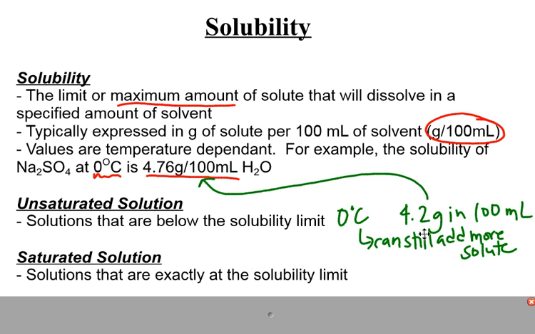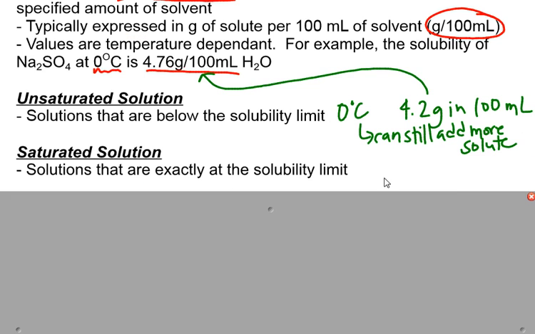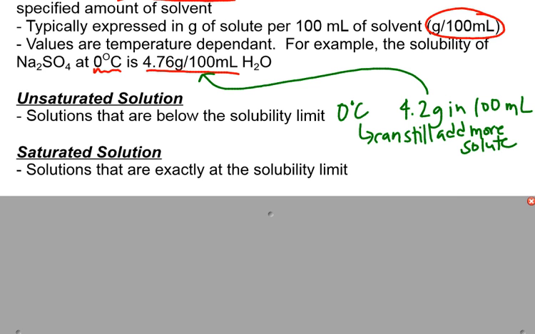All right. A saturated solution, on the other hand, is a solution that is exactly at the solubility limit, okay? So the example that I could give you for that is, again, if I have my sodium sulfate, if I had exactly 4.76 grams in 100 mils of water, that would be a saturated solution. If I add any more, it won't dissolve. So that's what saturated means.